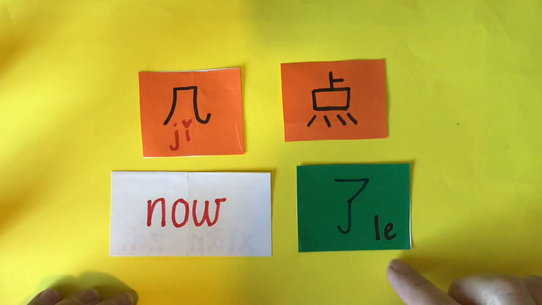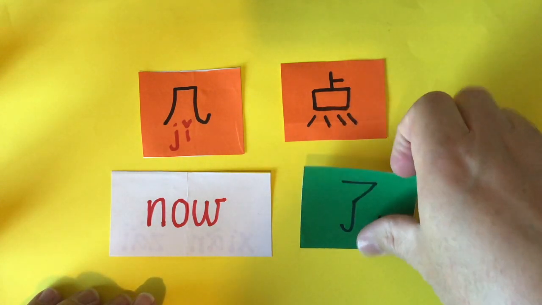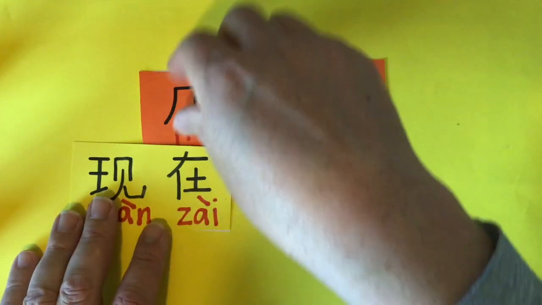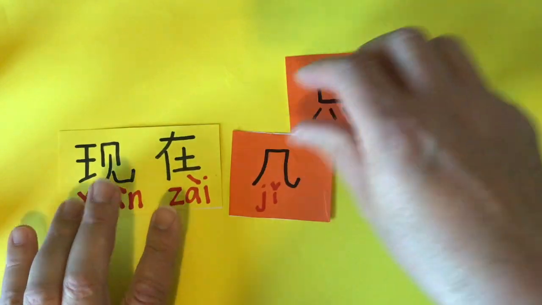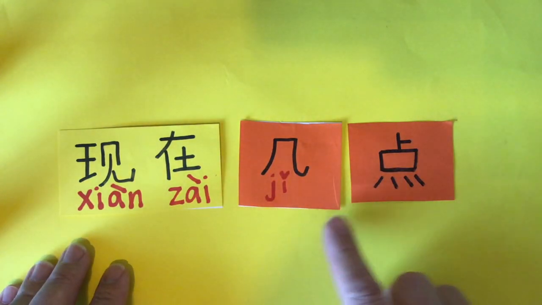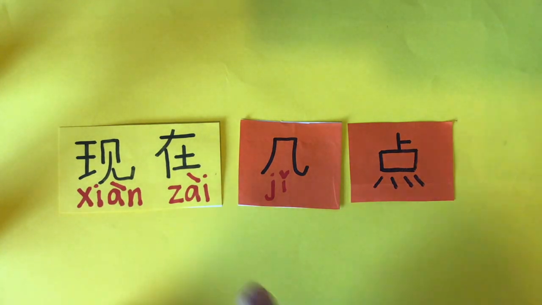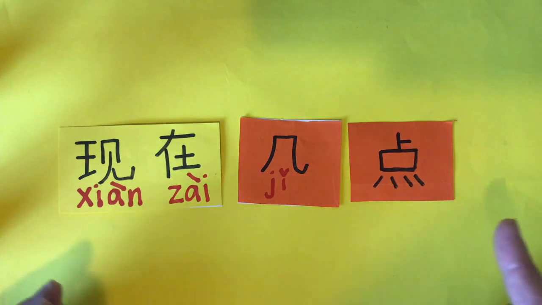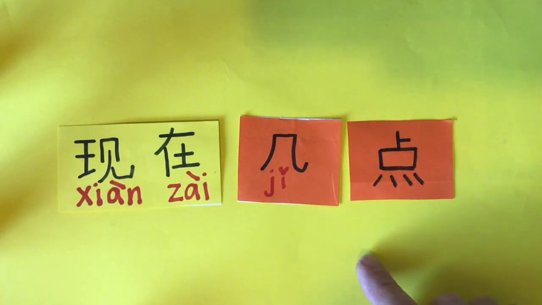But firstly, let's learn how to tell the time. So we'll just put le aside for the moment. We need xianzai, ji, dian. So xianzai, ji, dian, which is right now, how many hours? We would say, what's the time? Or right now, what's the time?